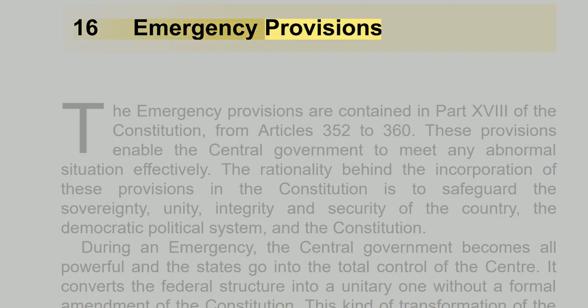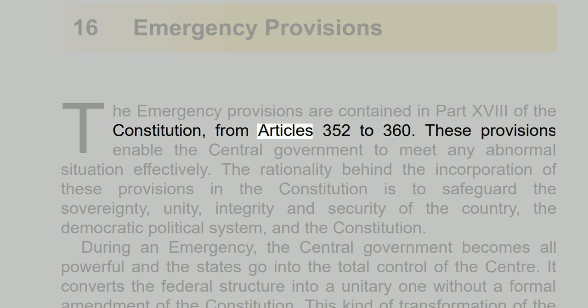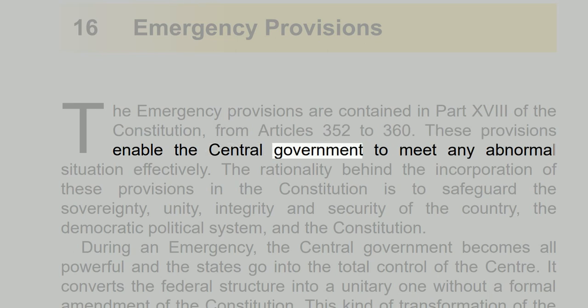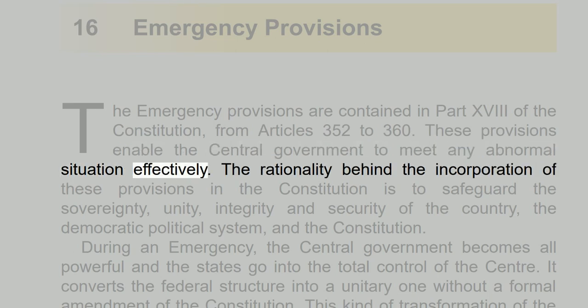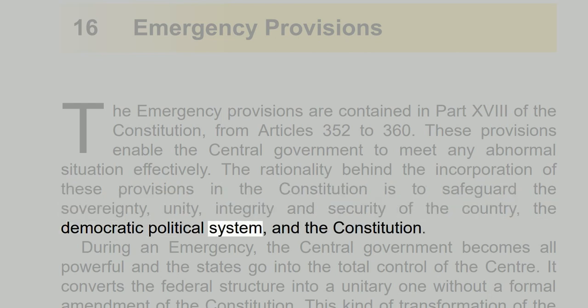Emergency provisions. Emergency provisions are contained in Part 18 of the Constitution, from Articles 352 to 360. These provisions enable the central government to meet any abnormal situation effectively. The rationale behind the incorporation of these provisions in the Constitution is to safeguard the sovereignty, unity, integrity and security of the country, the democratic political system, and the Constitution.